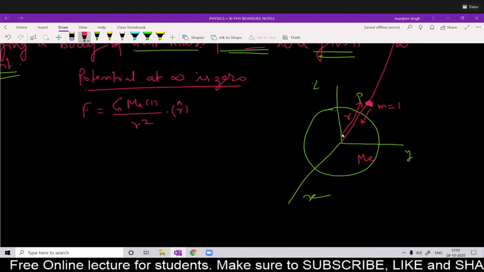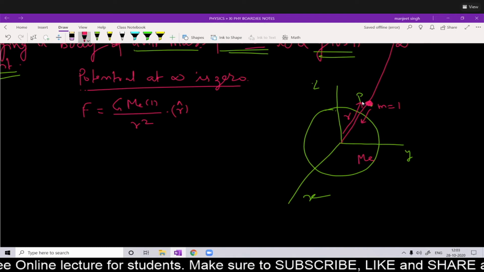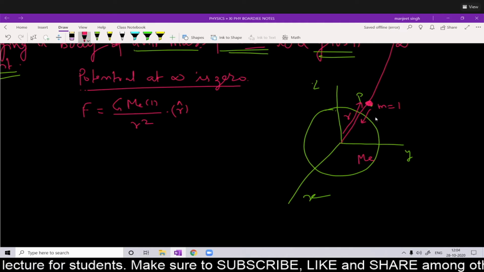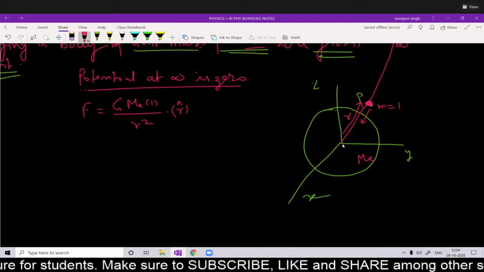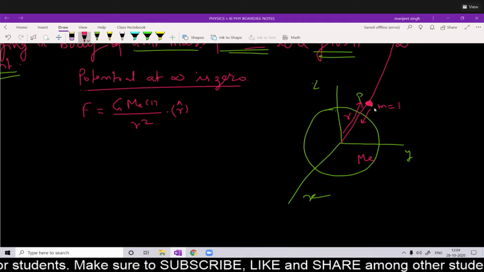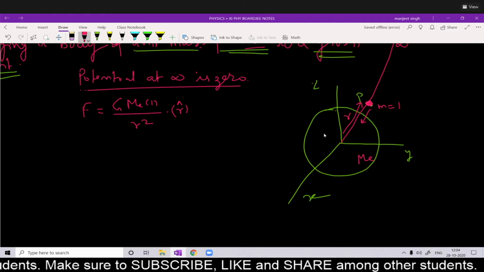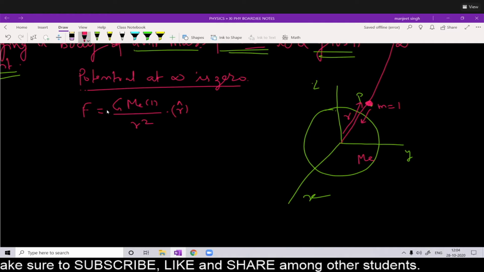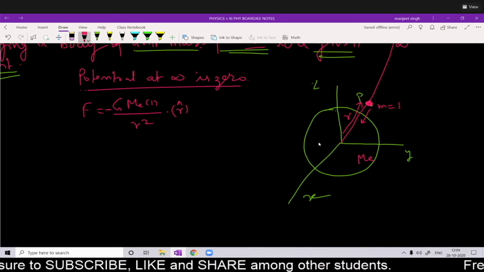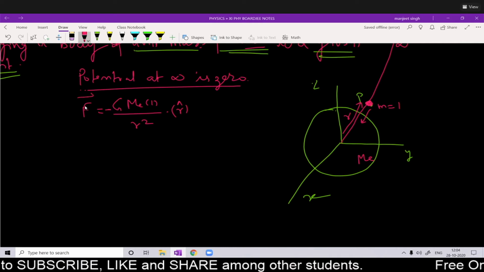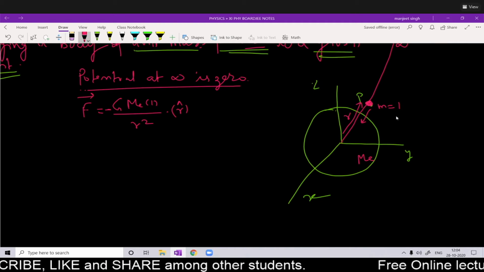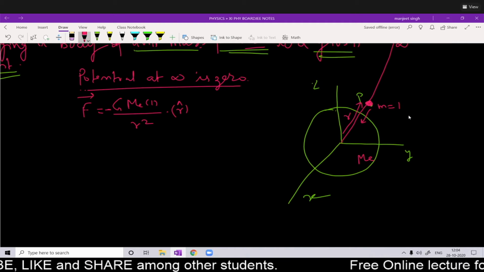Suppose in the direction of unit vector r, the unit vector is r, then we see that its direction is downwards toward the center. Its direction is this way. So we will attach minus of unit vector r. So unit vector r with a minus sign will be there to show the direction of this force, which is being acted on this mass m equal to unity.